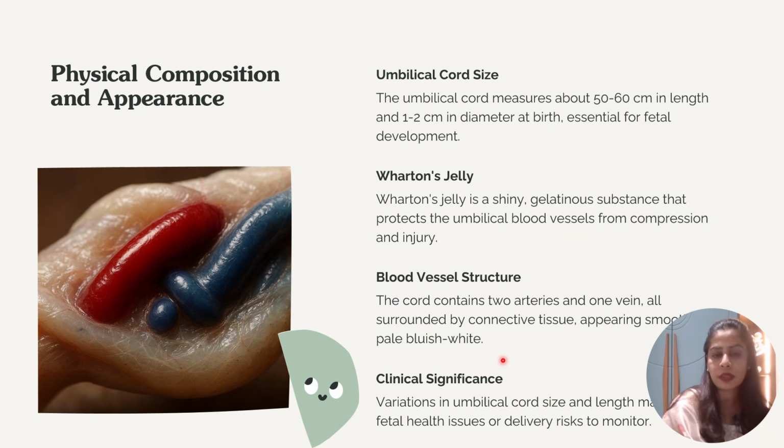Blood vessel structure. The cord contains two arteries and one vein. In the next picture I will show you the two arteries and one vein, surrounded by connective tissue, appearing smooth and pale bluish white. There are clinical significances. As I said, variations in umbilical cord size and length may cause fetal health issues or delivery risks to monitor.